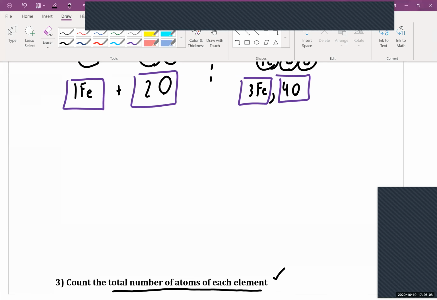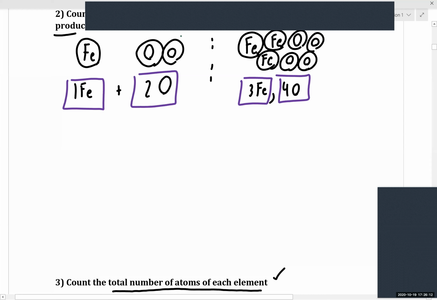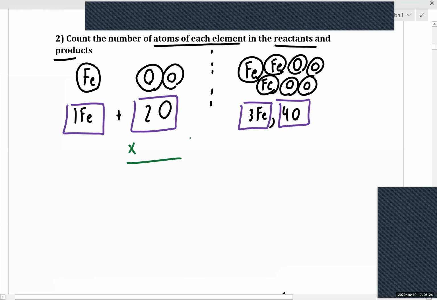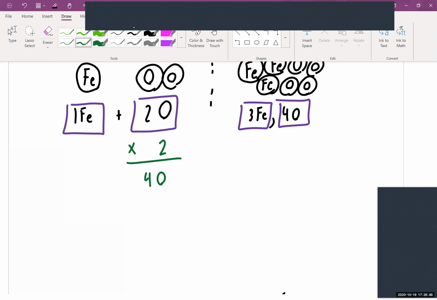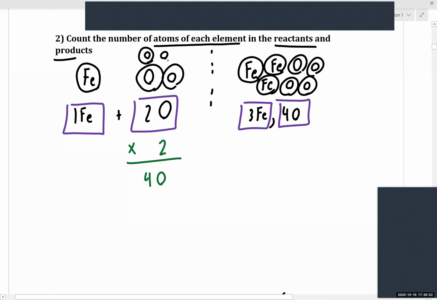Since there's no preference for which element we balance first, let's balance oxygen first. So my question is, how many O2 molecules do I need to draw to end up with 4 oxygens on the left-hand side? Another way to think about it is, 2 times what number gives us 4? And as our classmate noted, we would need 2 oxygen molecules. So then we draw another O2 molecule, and now in total, we have 4 oxygen atoms on the left-hand reactant side, which matches the 4 oxygen atoms on our right-hand product side.